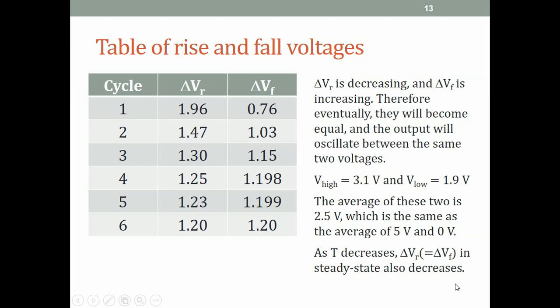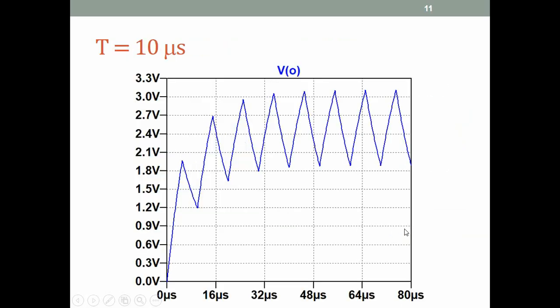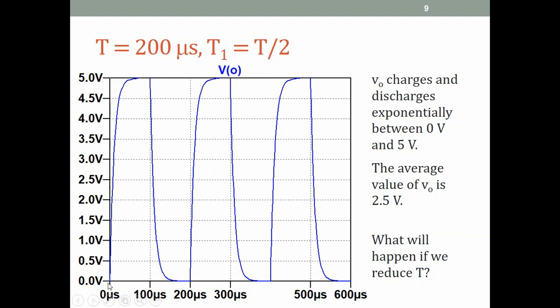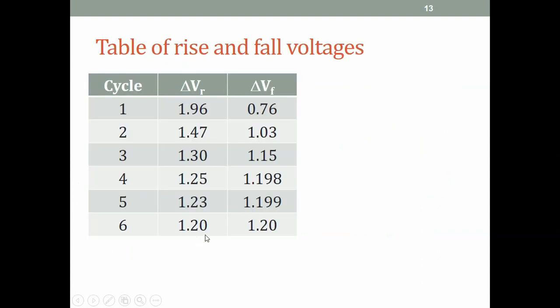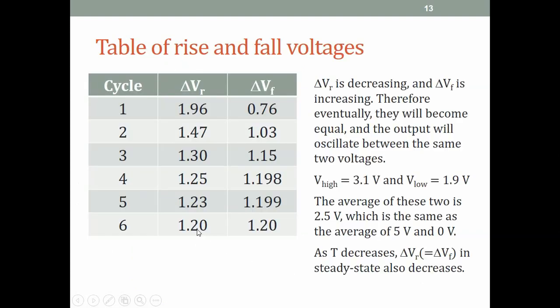The other thing we observe is, okay, let's go back. The delta VR here, the rising voltage, is 5 volts. The falling voltage is also 5 volts, whereas for a capital T of 200 microseconds the delta VR has become 1.2 volts from 5 volts. All right, so as capital T is decreased, the delta V decreases. It has become 1.2 volts from 5 volts.